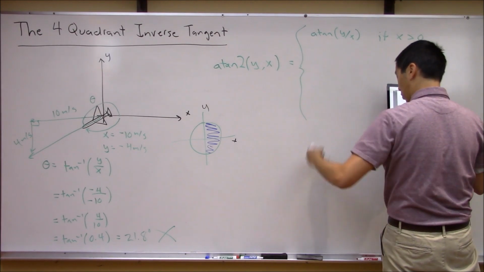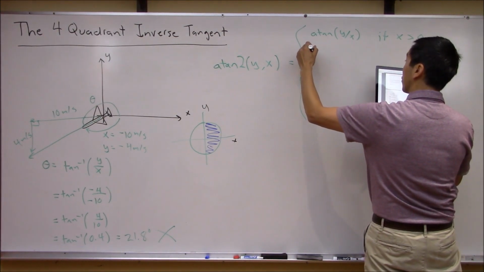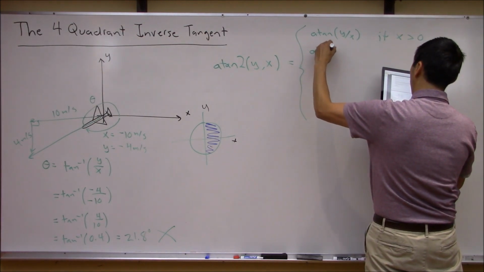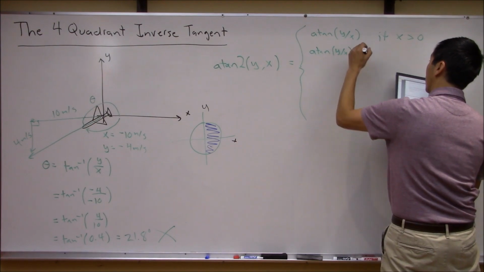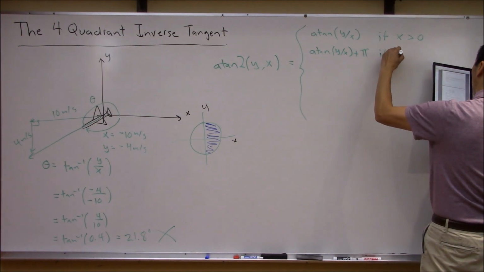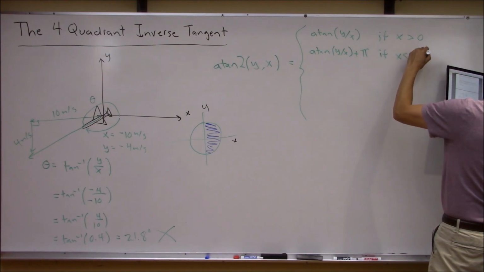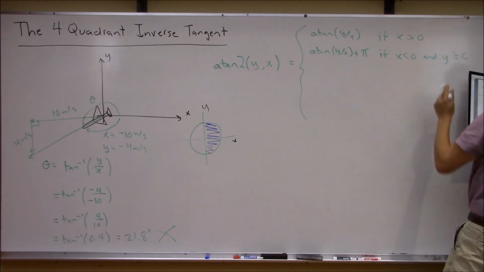Sorry, I was doing this in green. I got too excited and used the wrong color, so let's just keep going with this. So atan of y over x plus pi. We saw we had to add on pi. And this is if x is less than 0 and y is greater than or equal to 0.